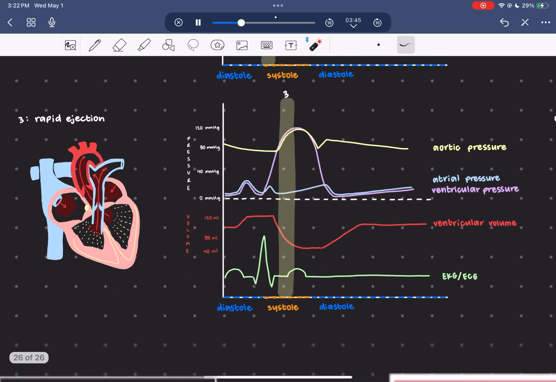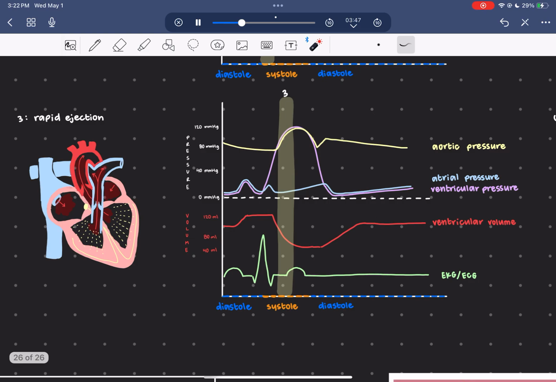Next, for step 3, we have rapid ejection. This is when blood is leaving the ventricles, and that's going to be around the end of the QRS complex, more towards the T wave, and we're going to see a dip in ventricular volume because blood is leaving the ventricles, which makes sense.